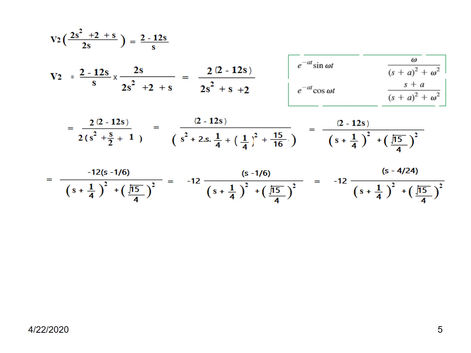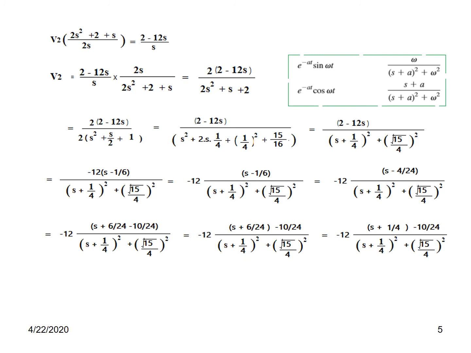1 over 6 can be written as 4 over 24, and we will see in the next step why we are doing that. Okay, so minus 4 over 24 can be written as 6 over 24 minus 10 over 24. And from here we take this term separate. 6 by 24 can be written as 1 over 4, and now you can see this has started matching with this.